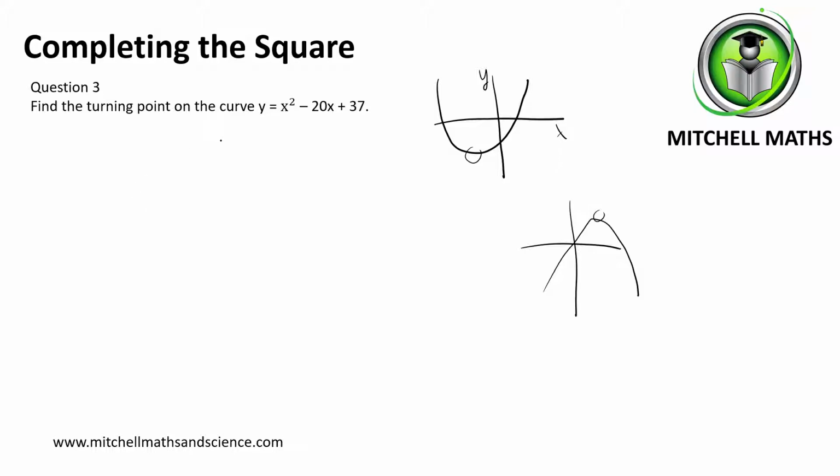What I'm going to do first of all for this question is complete the square. Therefore, I'm going to get y equals, and the first part of the question is just the same as before, x minus 10 squared plus 37. Because I've got minus 10 squared, that's minus 10 times minus 10, which would give me plus 100. So I need to take that 100 off to keep it the same. So plus 37 minus 100 will give me minus 63.